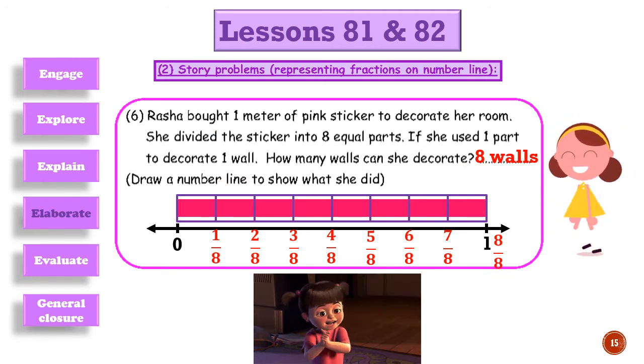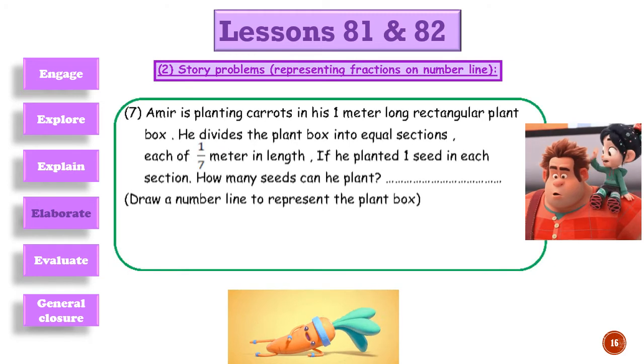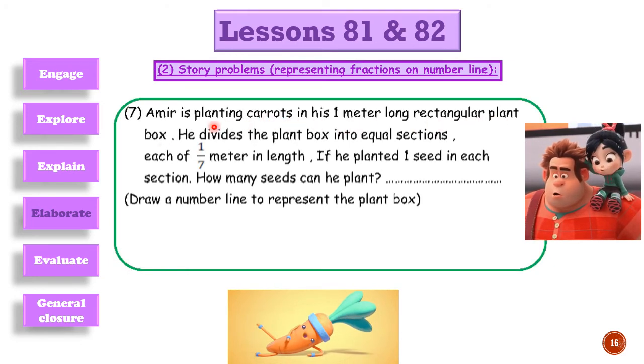Good job. Next one. Amir is planting carrots in his 1 meter long rectangular plant box. He divides the plant box into equal sections. We don't know how many sections, but I know that each one is 1/7 meter in length. Sevenths, make a note. Okay, if he planted one seed in each section, how many seeds can he plant?